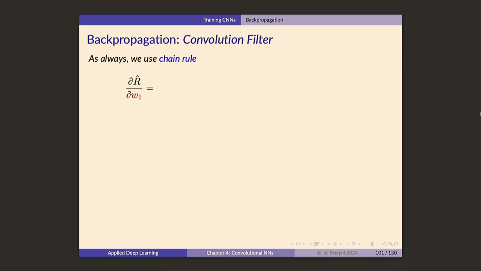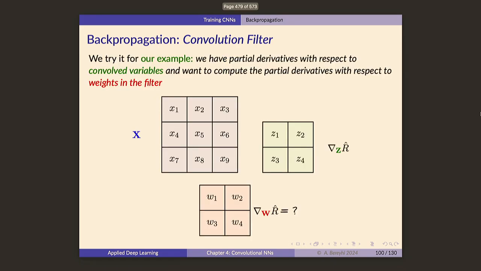Any idea? I want to compute the partial derivative of r hat with respect to W1. What do I have here in this map? I do have the partial derivatives with respect to every single z, right? And those z are all functions of the weights, correct? Including weight W1. So what should I do?